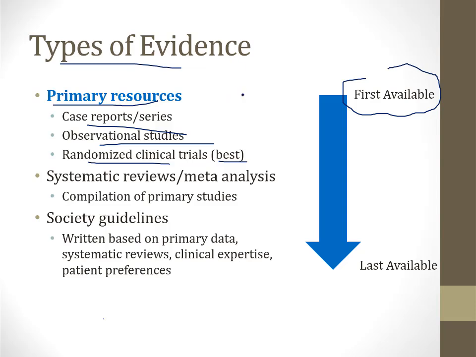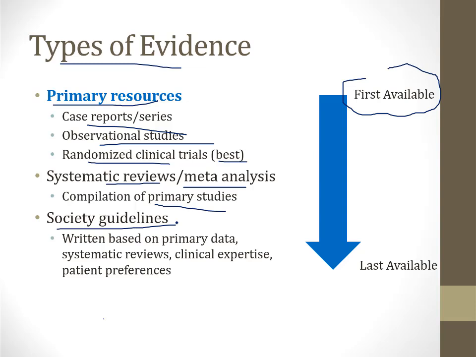After a number of these primary resources have been around, in other words, after there are a number of clinical trials or a number of case reports, you will get what's known as systematic reviews and meta-analyses. These are compilations of primary studies, and obviously these are not going to be available until the intervention has been around for a while. And then eventually, after an intervention has really been around for a long time, usually many years, what's known as society guidelines are written.